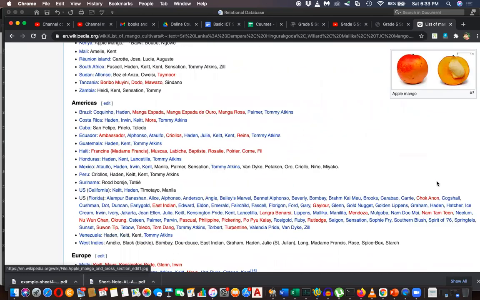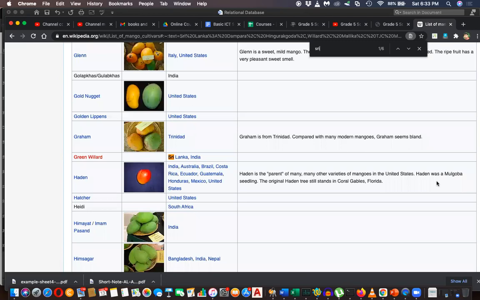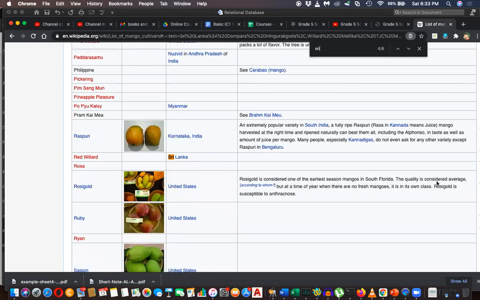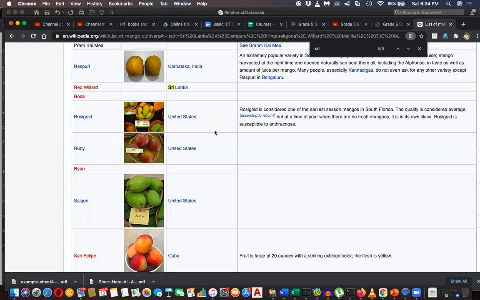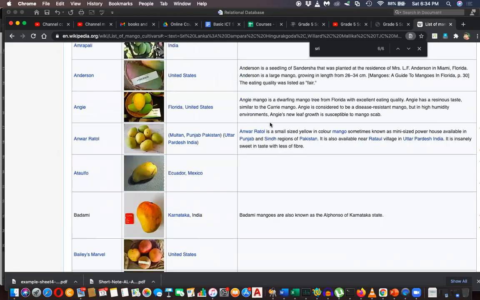Okay, in Sri Lanka you can see there are many, right? Dampara, Hingura Godamba, Parrot mango, Giramba, Petiamba, Ratamba, Vellai Columbum, Wild mango, Allamba, Villat, Miyamba, Kohuamba, Pollamba, Papullamba, whatever. We have many varieties. So in my research, actually, mango is a kind of medicinal plant.